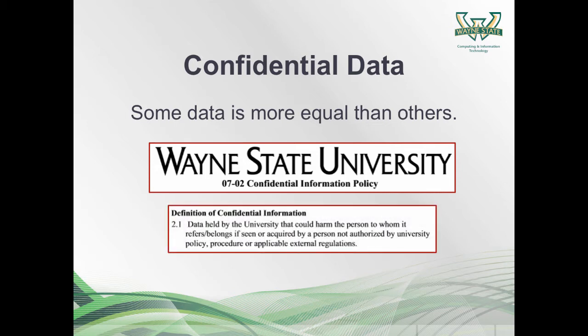Now, this policy has a basic definition of what confidential information is, and it basically states confidential information is data that could harm somebody if it were to be disclosed. We covered a lot of good examples of these things back in our introduction.